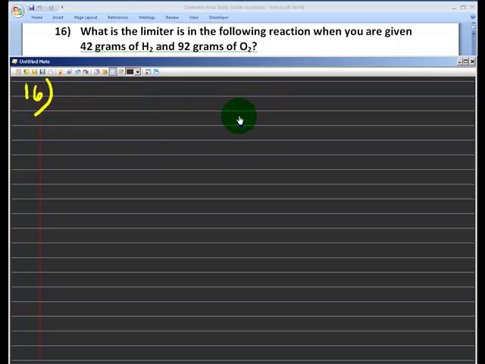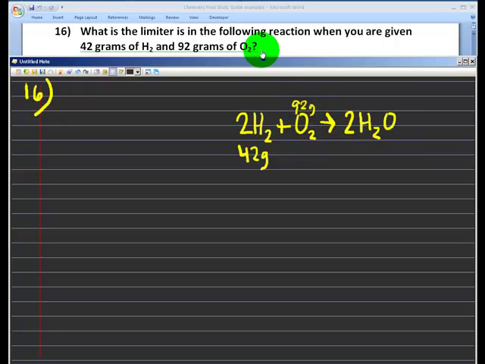The reaction we gave you was 2 H2 plus O2 yields 2 H2O. So this is the formation of water. Now it tells you to draw the map. We know from the problem, this is our given: I'm given 42 grams of hydrogen and 92 grams of oxygen. This comes straight from the problem.